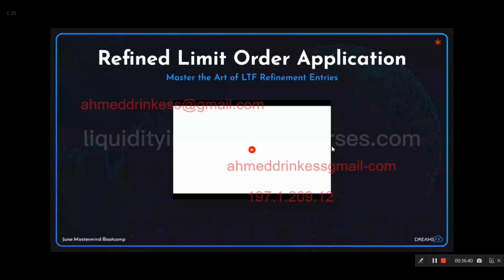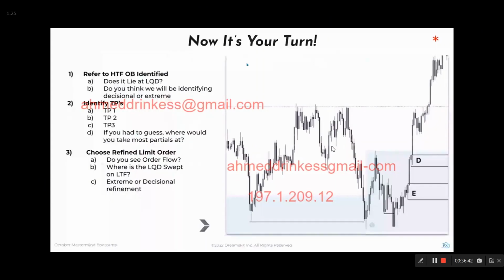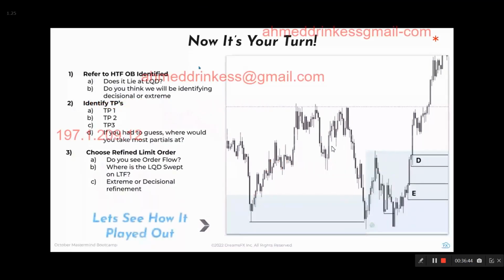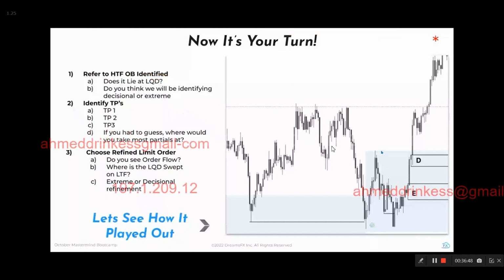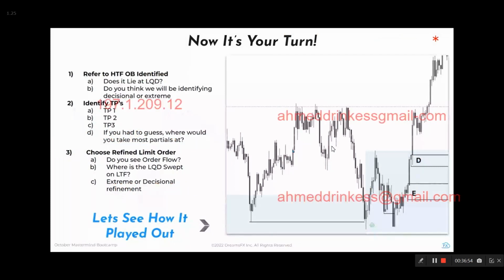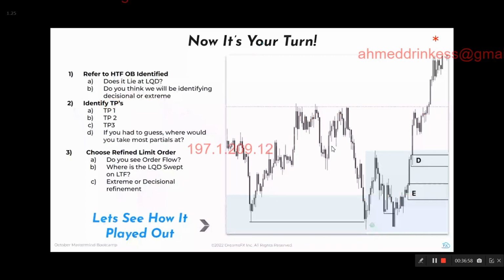So now what I want you guys to do, let's practice. Let's take a stab at it, right? Now it's your turn. Based on this, all I want you to do essentially is, if this is our higher time frame order block, which one do you think is going to be the highest probability? Do you think it's going to be D, E? Which one do you guys think and why? Type in the chat if you think D or E is going to be the best one.